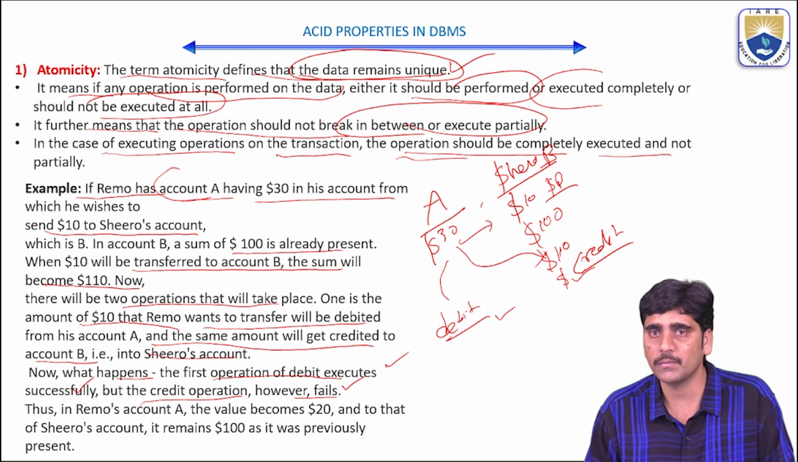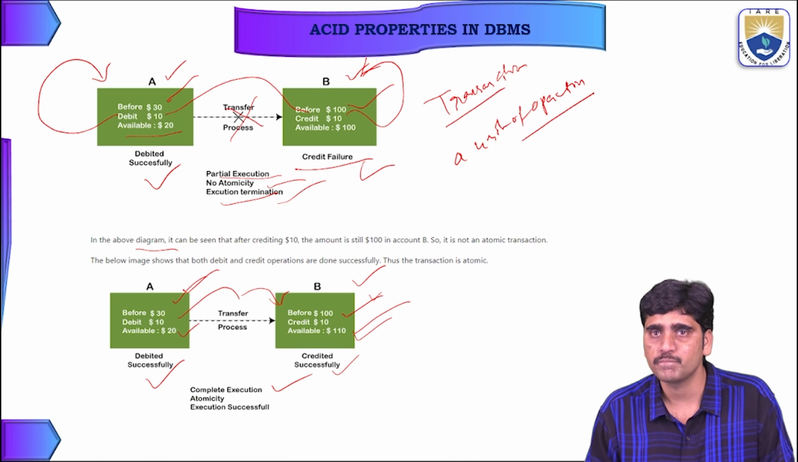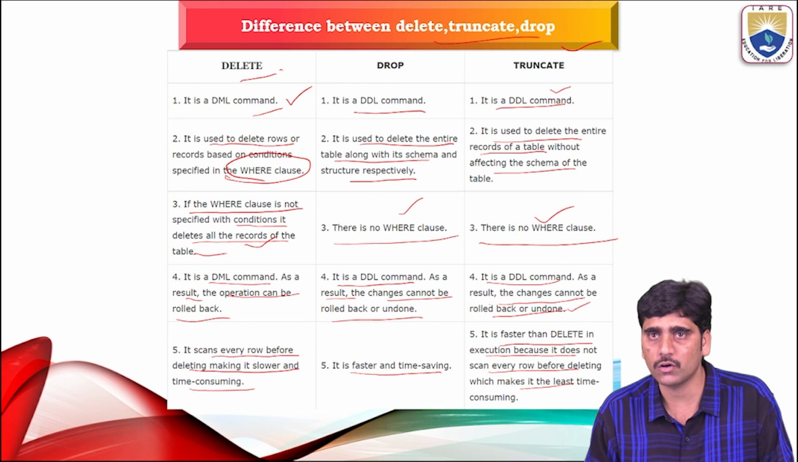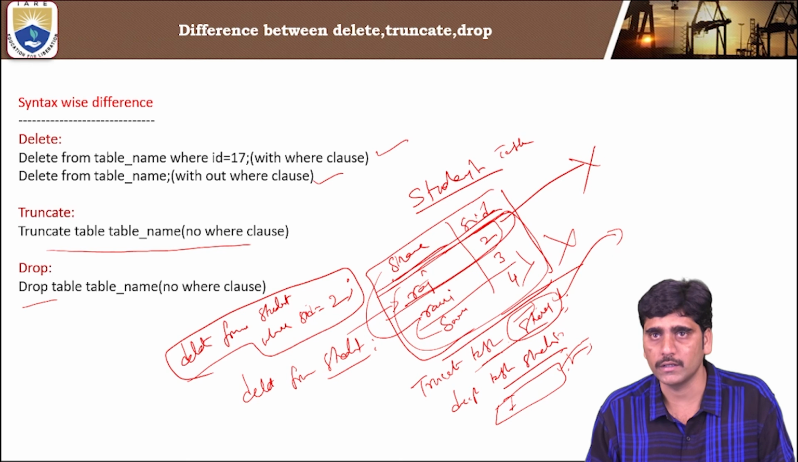These ACID properties we regularly see in transactional operations, like taking mini statements, crediting amounts, debiting amounts, and doing changes in all databases. Along with the ACID properties, we covered delete operations, drop operations, and truncate operations. This is all about the ACID properties and the differences between delete, truncate, and drop commands.